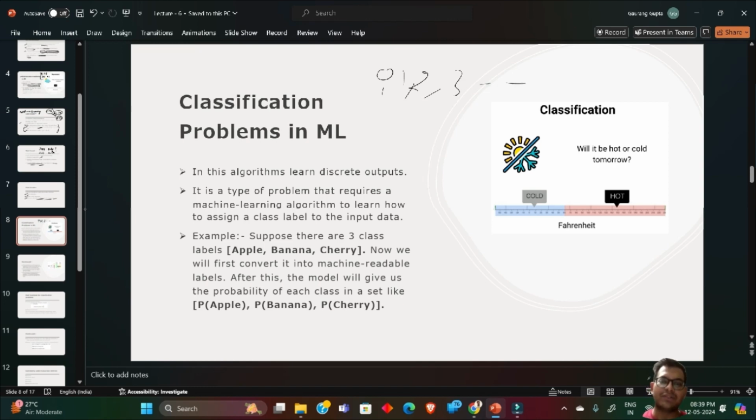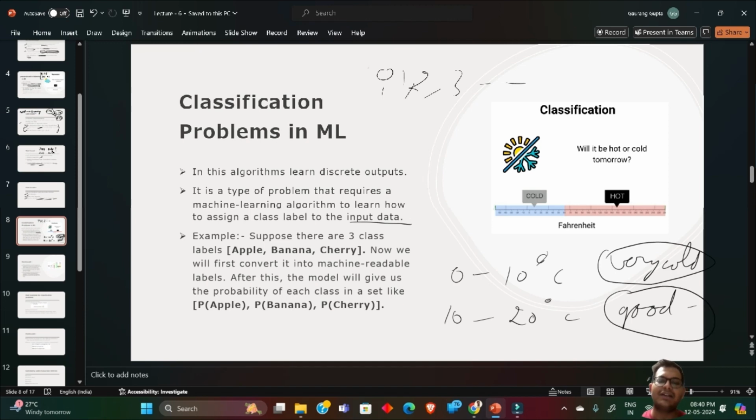So these are kind of outputs which algorithm learns. So, it is a type of problem that requires a machine learning algorithm to learn how to assign a class label to input data. This is very important. What is class label? Class label is nothing but what is the category of the particular output. For example, let's suppose that you have divided your temperature scale into the regions like from 0 to 10 degrees Celsius, you will say very cold. From 10 to 20, you will say good weather and so on. So these become the label.